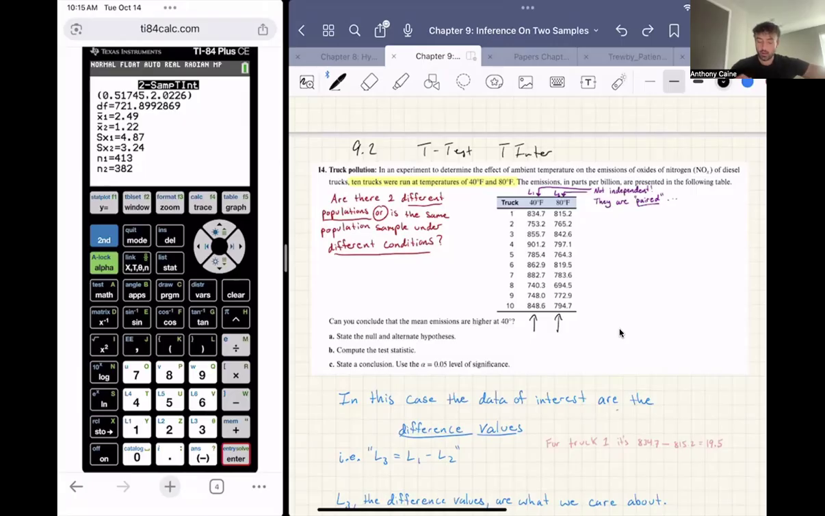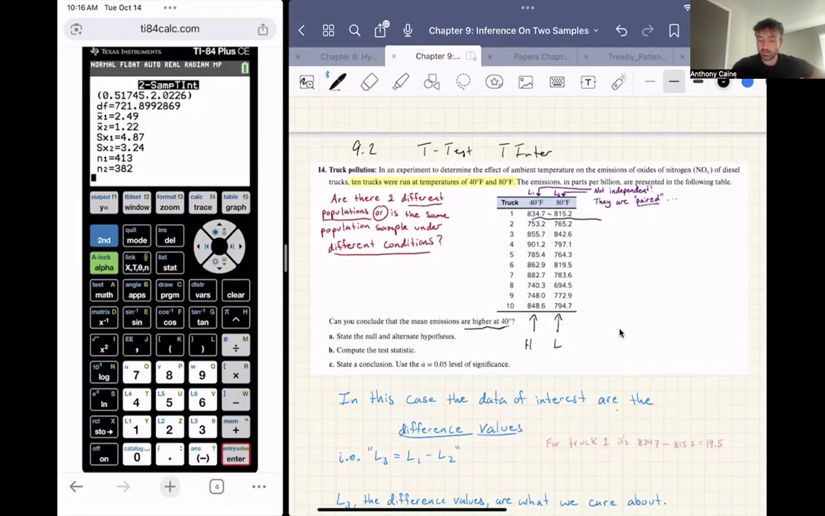And so then what we want to do is construct the difference. What we actually care about is neither of these values. It should tell us, can you conclude the mean emissions are higher at 40 degrees? So higher at 40. Do they say how they want us to do it? They don't.